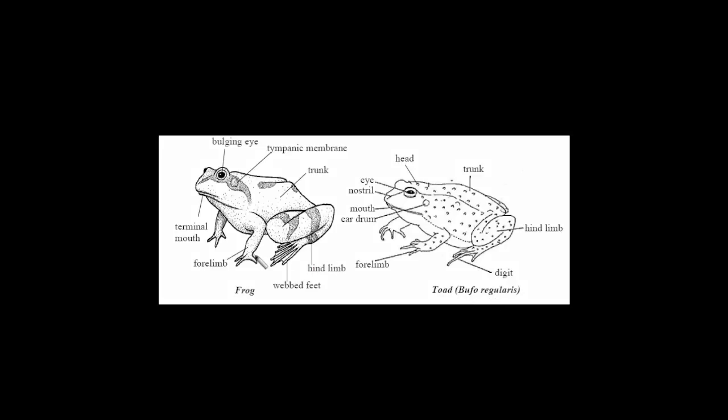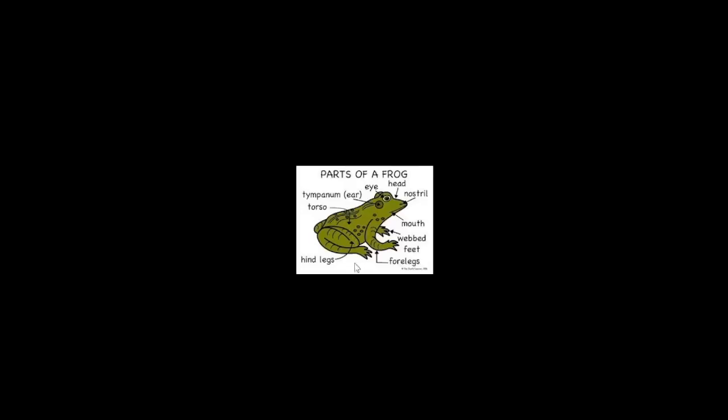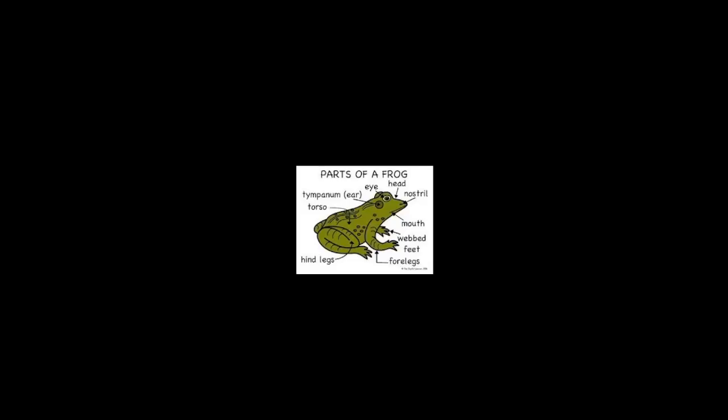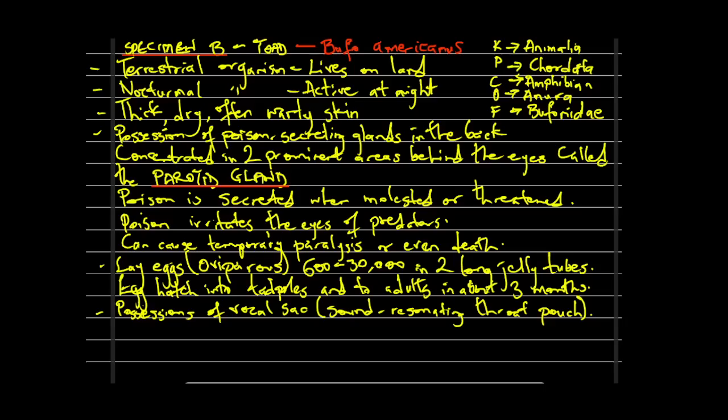So if you are told to distinguish between a frog and a toad, we can see some of the distinguishing features. The toad has rough, warty skin on its back, unlike the frog, which has a smooth back. Are we together? Those are the major differences between the frog and the toad. We can also see a picture of the frog here when you are told to label. So please look at the diagrams very well. That is what we have for the toad, which is our specimen B. We need to understand that and move to the next specimen.